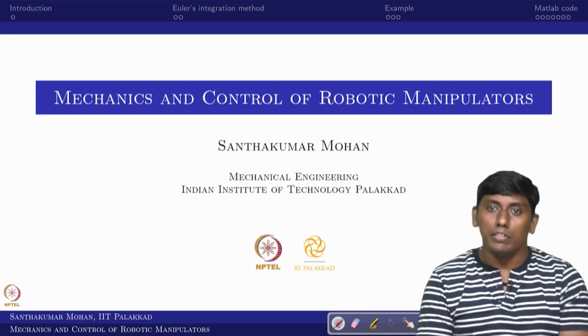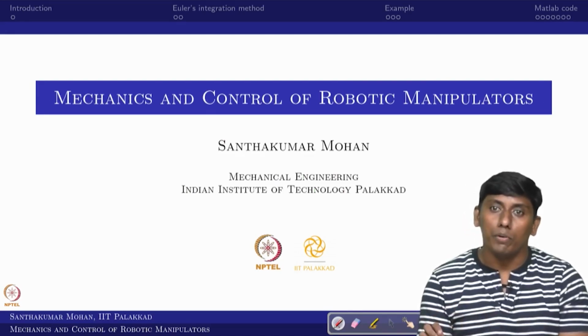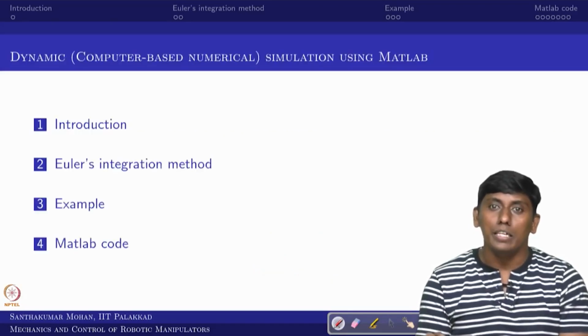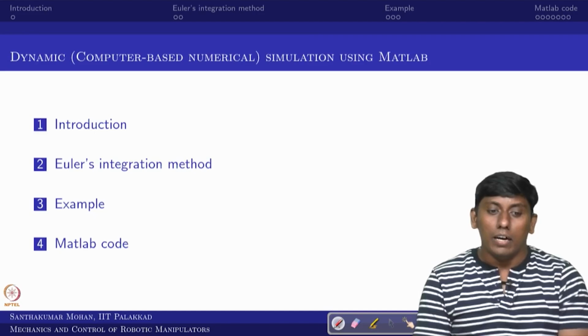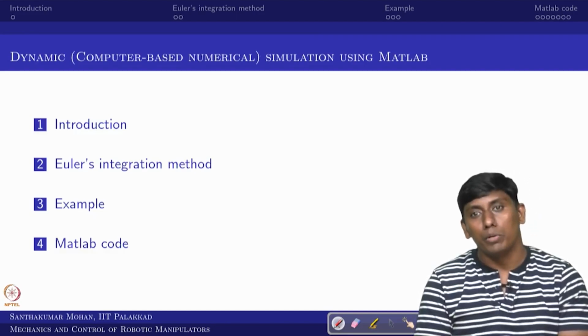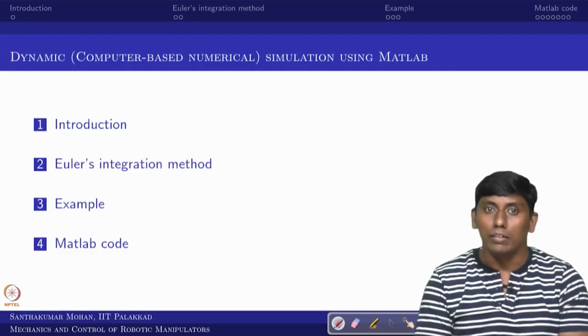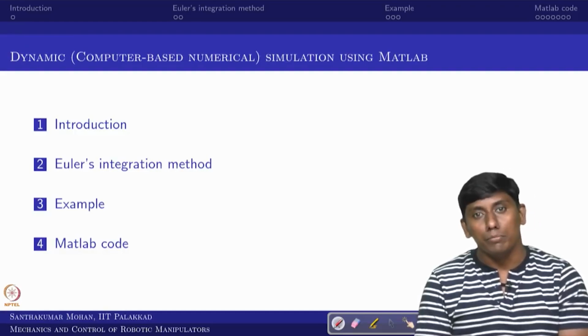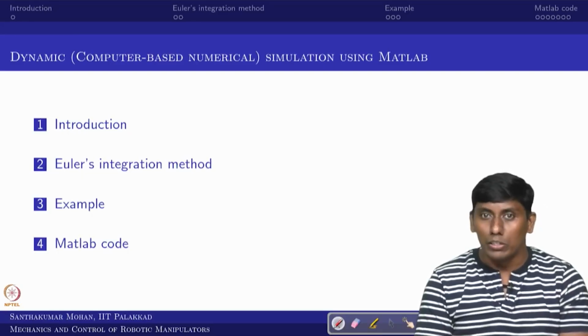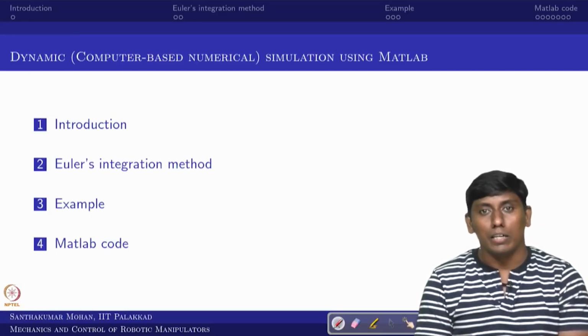So whatever equation we derived, how can we use it for a dynamic simulation model? In the sense, we are taking the equation of motion and trying to do the forward dynamics in this lecture. For that we need some numerical integration method. So here we are going to talk about the Euler integration method. That would be very simple. It is a first order integration method that we can use.